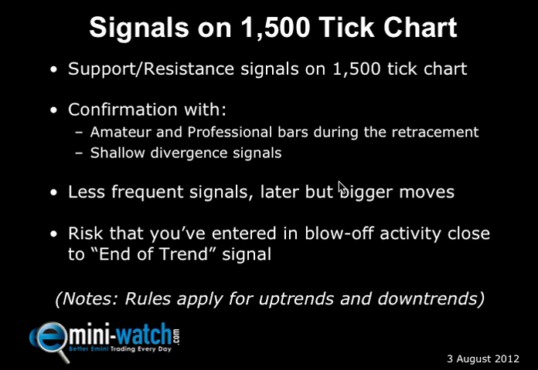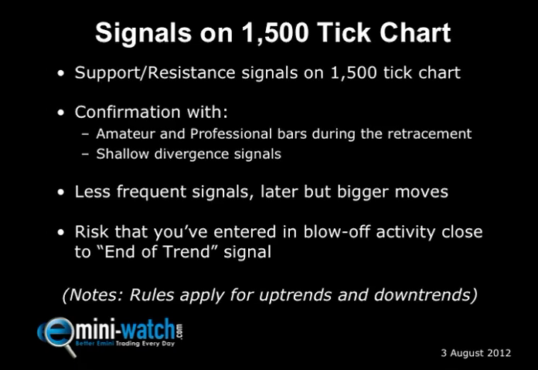You will see exactly the same thing: amateur bars, professional bars, Rambo patterns, divergence patterns, and so on. All of those things, you'll see exactly the same type of activity. They'll be symmetrical in terms of rules for uptrends and downtrends. So you don't need to make a compensation and start thinking about different types of rules for uptrends or downtrends.